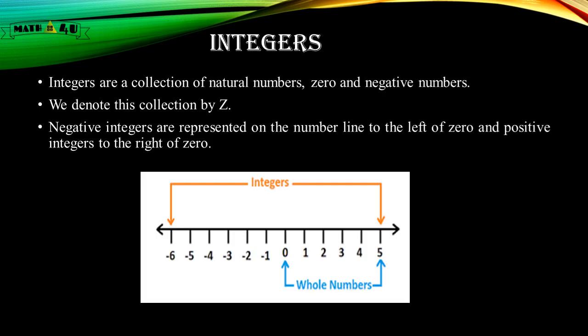Integers are a collection of natural numbers, 0 and negative numbers. We denote this collection by Z. Negative integers are represented on the number line to the left of 0 and positive integers to the right of 0.